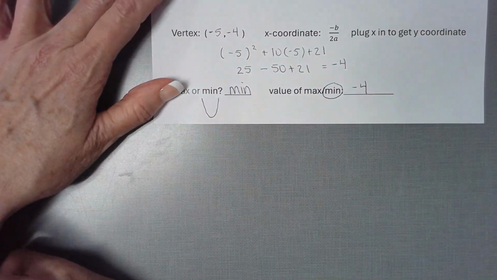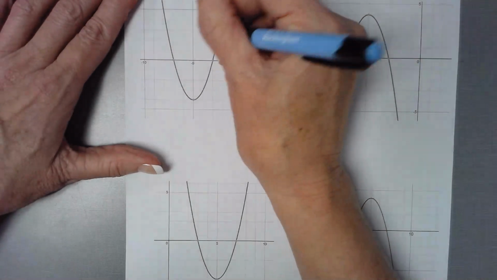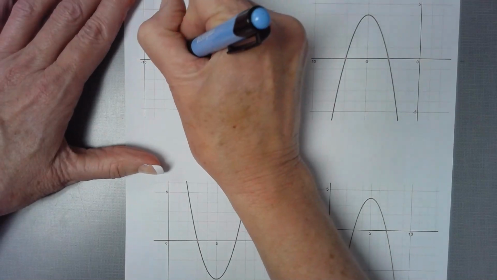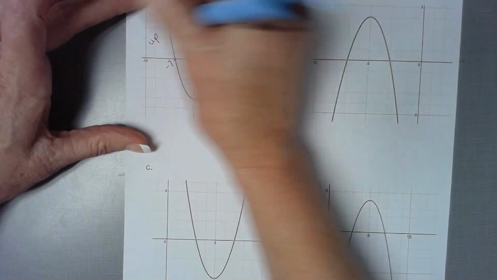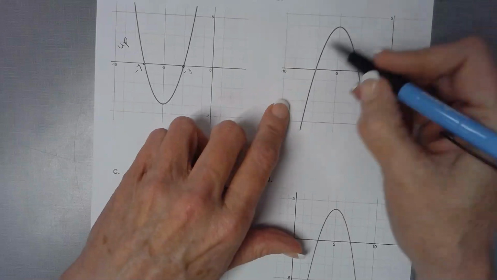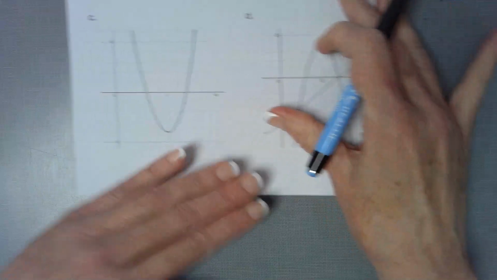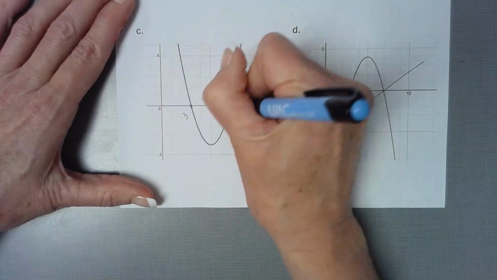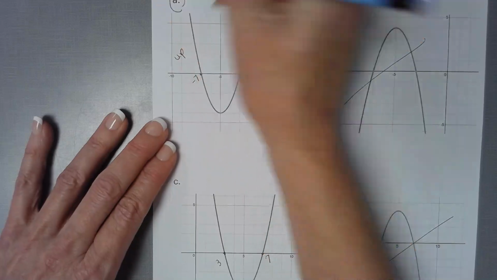Now what we do is we use all of this information to figure out what our graph is. So we've got x-intercepts of -7 and -3. So I'm going to flip over. This x-intercept is -3. This x-intercept is -7. It opens up. This one opens down, so it can't be that one. This x-intercept is 3, and this x-intercept is 7. So A is the correct answer.